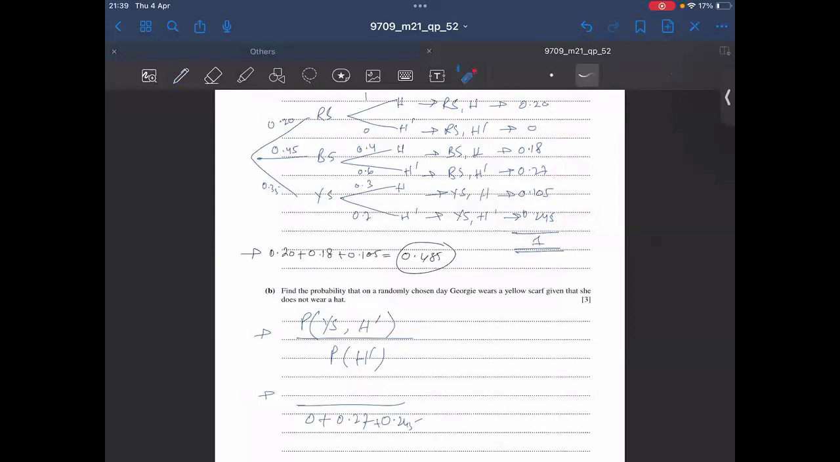And among these, what is the probability that she wears a yellow scarf and does not wear a hat? And that is 0.245. It's going to be 0.245 divided by the sum. We're getting 0.476. Is it clear to both of you or not?